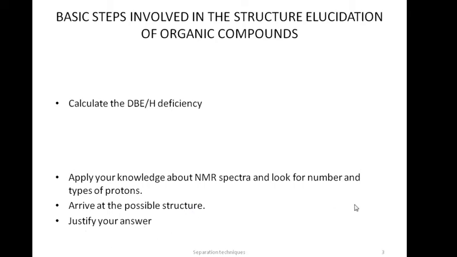For this problem 1, you have only 4 steps. Calculate double bond equivalence or hydrogen deficiency. Apply your knowledge about NMR spectra and look for the number of types of protons. Arrive at the possible structure and then justify the answers. Oh, there is separation techniques here. This is not separation techniques. I need to change that. I'll do that next time.